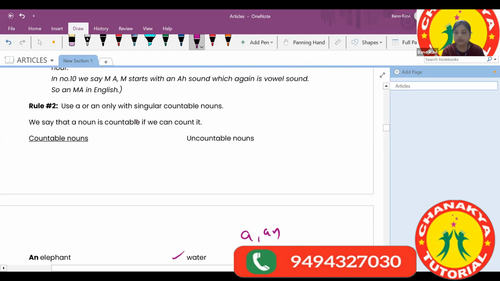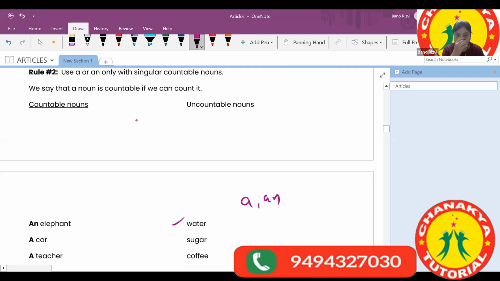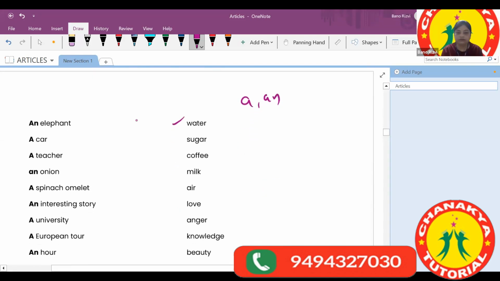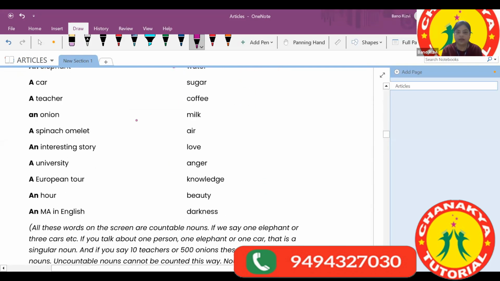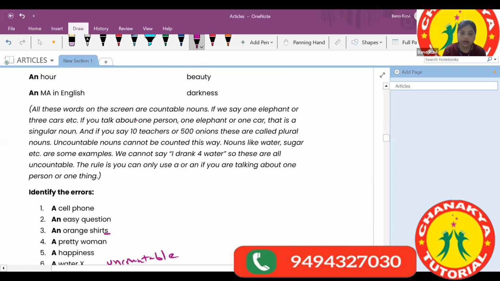Now next is countable nouns and uncountable nouns. An elephant means one elephant. A car means one car. And a teacher is one teacher. Water is uncountable, and sugar is uncountable, and also love and anger, knowledge, beauty, darkness, honesty, lightness, and passion, whatever it is, these are uncountable.